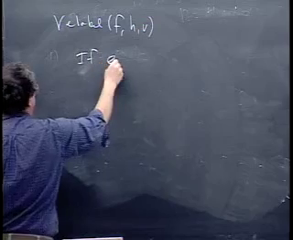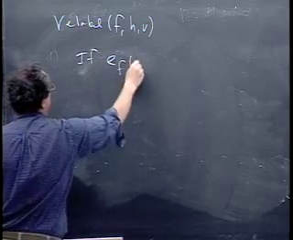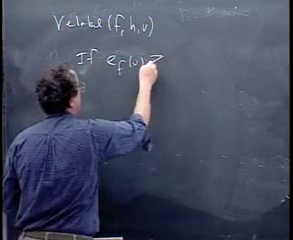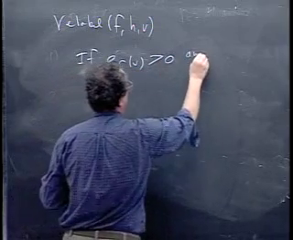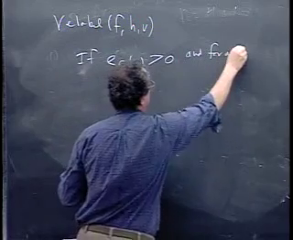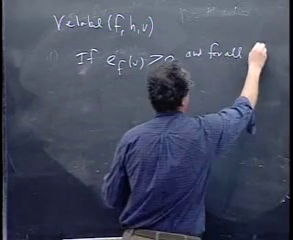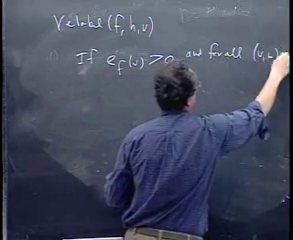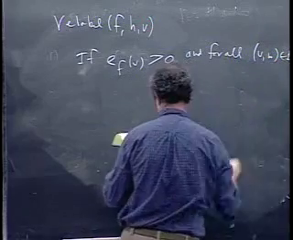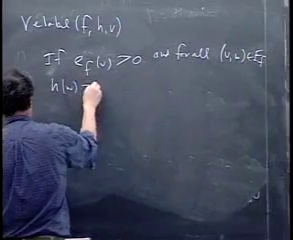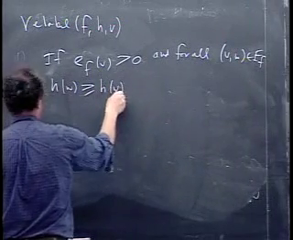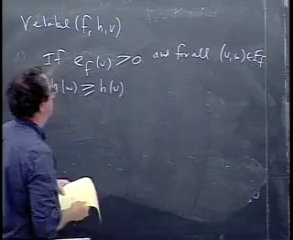So if the excess of V, E_f(V), is greater than 0, and for all W such that VW is contained in E_f, h(W) is greater than or equal to h(V). And so what does this mean?